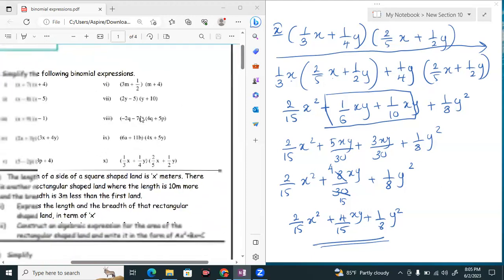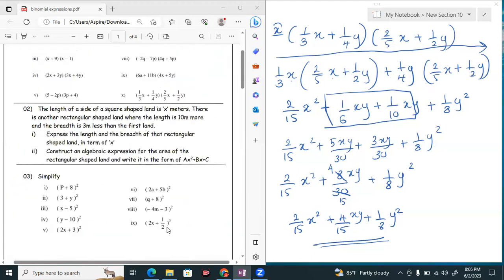Okay, then shall we move to the second question in the tutorial. Read the question. The length of a side of a square shaped land is x meters. There is another rectangular shaped land where the length is 10 meters more and the breadth is 3 meters less than the first land. Express the length and the breadth of that rectangular shaped land in terms of x. Construct an algebraic expression for the area of the rectangular shaped land and write it in the form of ax squared plus bx added c.